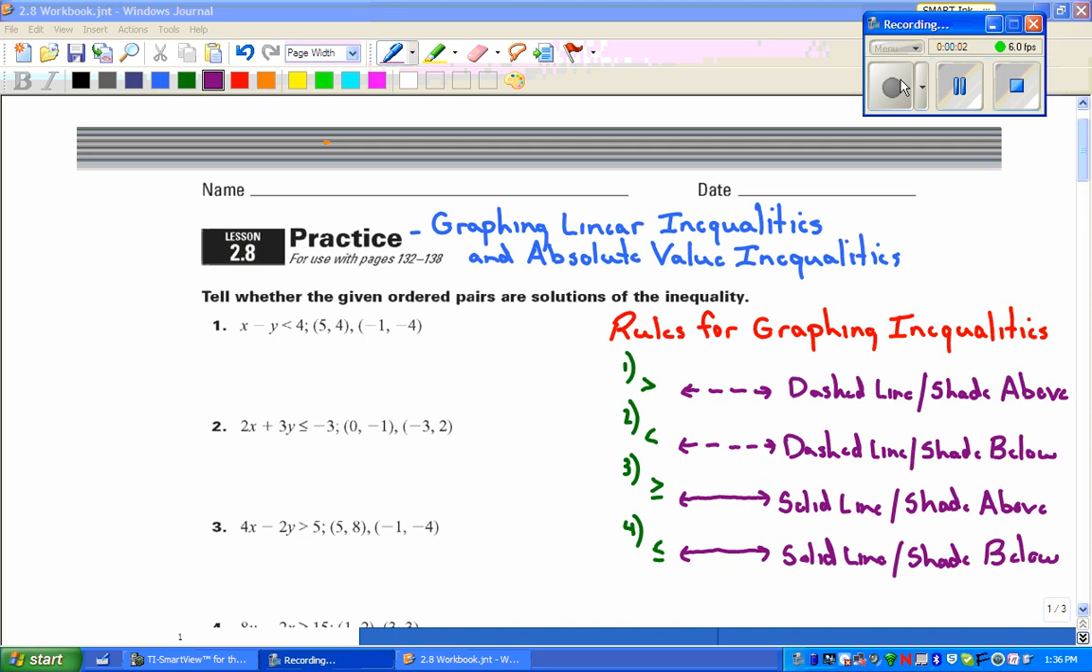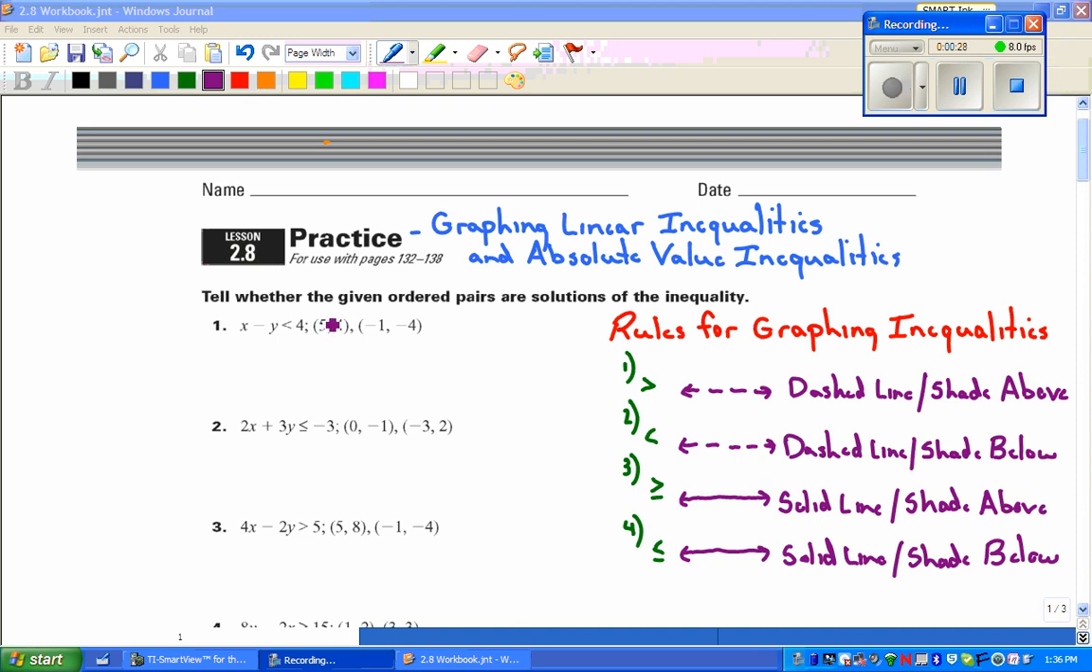All right, welcome to lesson 2.8, the last lesson of chapter 2, which is all about graphing linear inequalities and absolute value inequalities. I think it's very important to realize that when you're graphing inequalities, there are a number of solutions that go into inequalities. So there's a number of ordered pairs, a number of x and y values that will satisfy the inequalities to make them true.